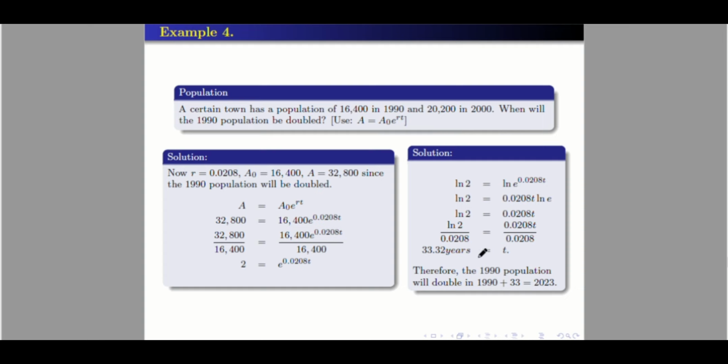Now the question, when will it double? So from 1990 plus 33.32 years, we have 2023.32 years. But then 2023 is not yet finished. So we can say that by 2023, the 1990 population will double. Okay, so by 2023.